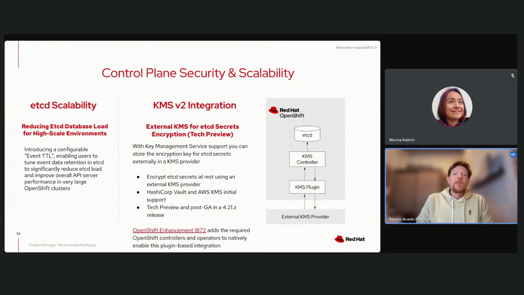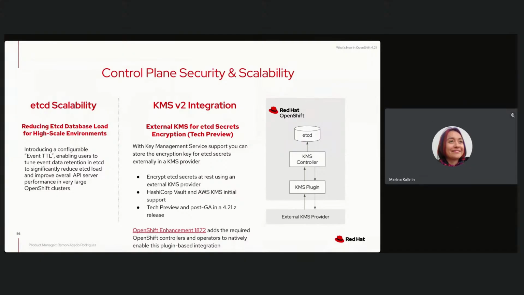Control plane security and scalability. Starting on the left with scalability, we've added a configurable event TTL in very large clusters with hundreds of compute nodes. This applies essentially to this type of clusters. The high volume of event data can put pressure on the control plane. With this feature, you can now tune the retention period for these events to significantly reduce the load on your etcd database. This improves the control plane stability and the performance, again, in very large clusters.